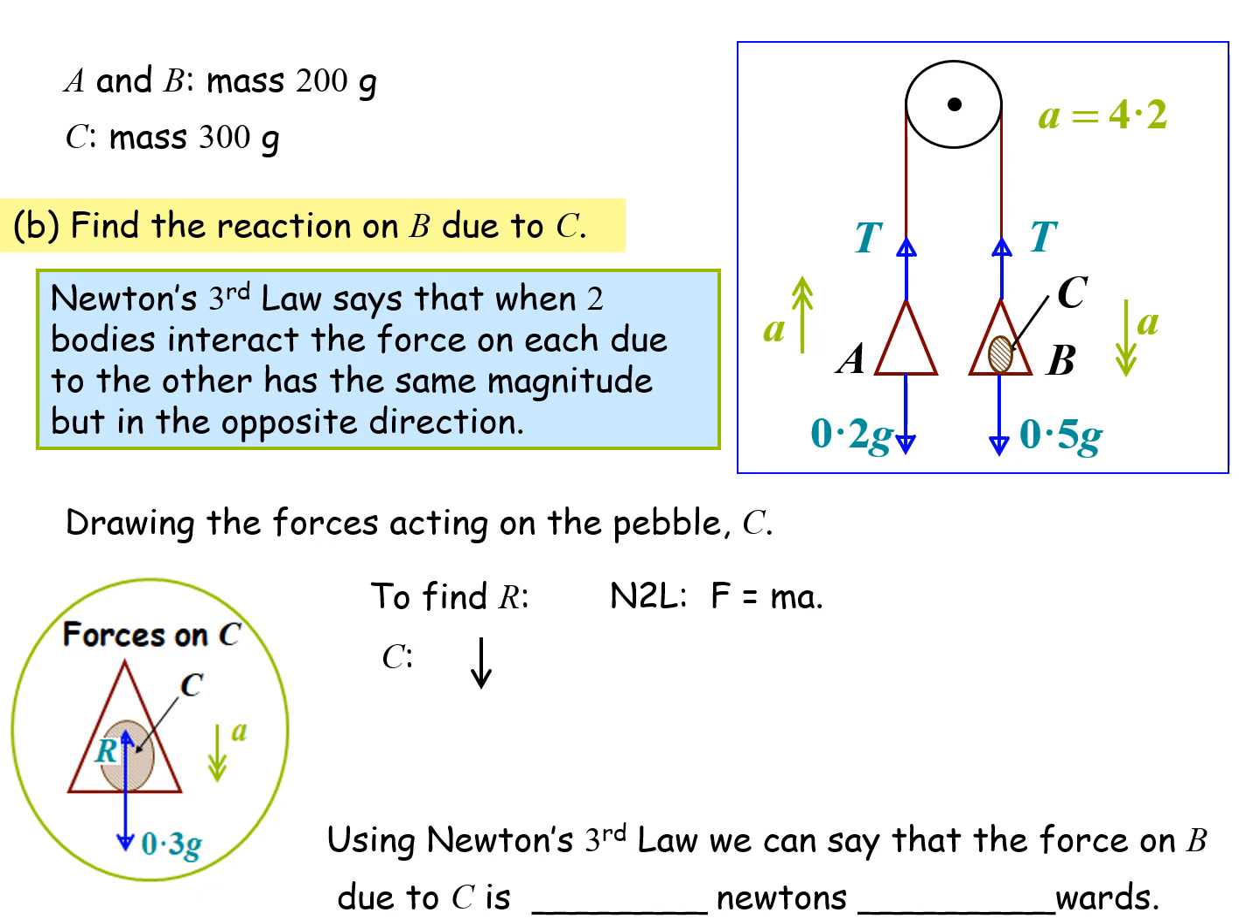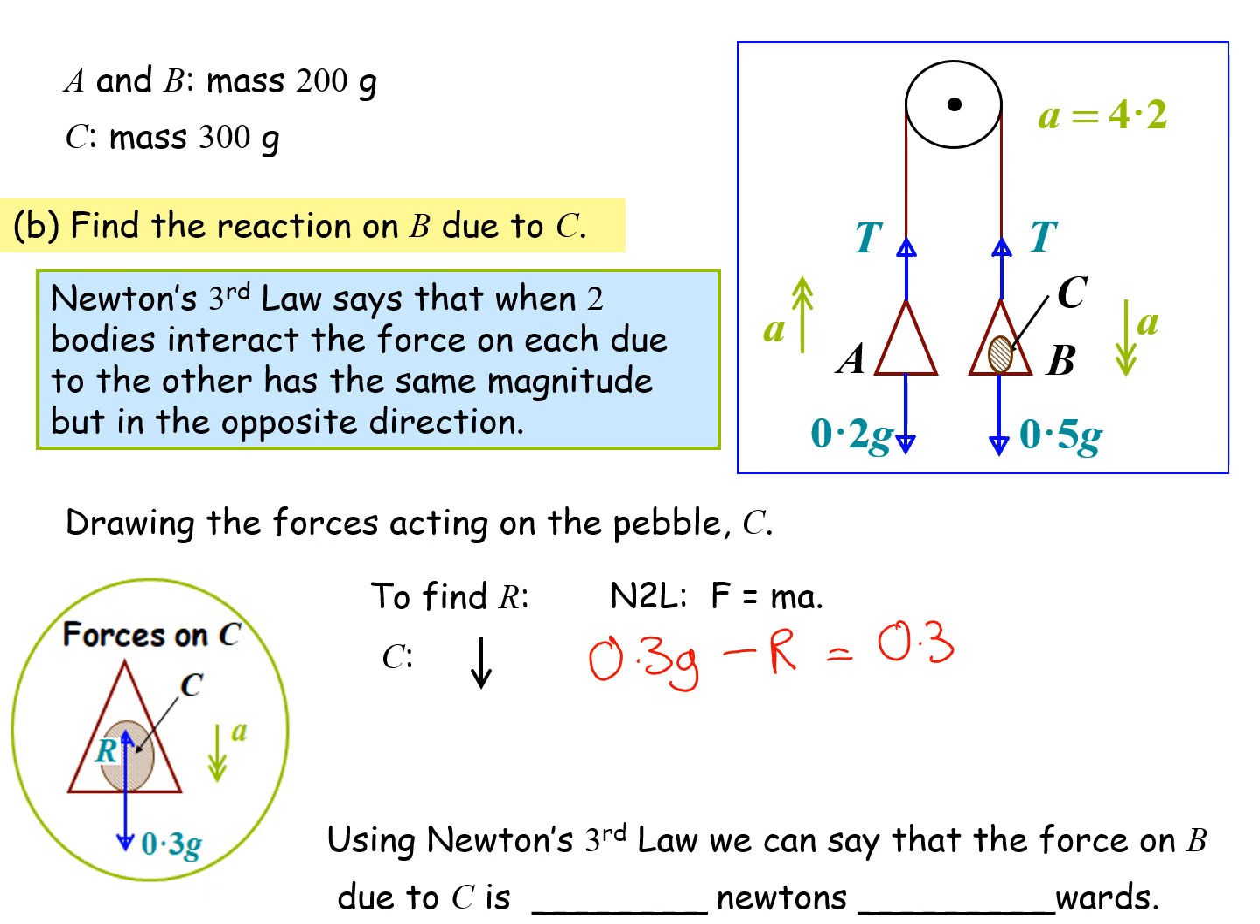So what I'll call that weight of the pebble pushing on the pan is 0.3g. That's going down, so that's positive. Pushing back up, so it'd be minus R. And this equals mass times acceleration, but this pebble is sat on the pan. It's not moving anywhere. So that will be 0.3 times acceleration.